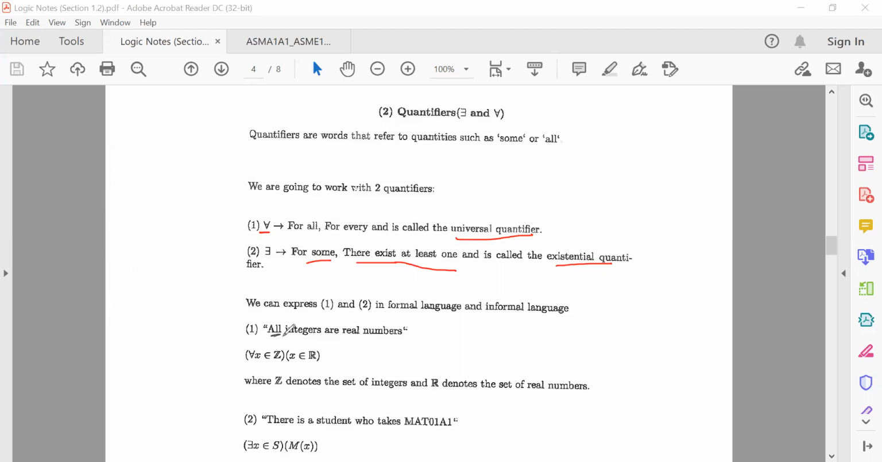So now I give you this statement. All integers are real numbers. All integers are real numbers. Now I want to write it using predicate. All, once you see the word all, what's the first thing that comes to mind? This guy here, universal quantifier. So you say for all x element of Z, remember Z stands for the set of all integers. So for all integers, x is an element of R. What does that mean? It means all integers are real numbers, basically.